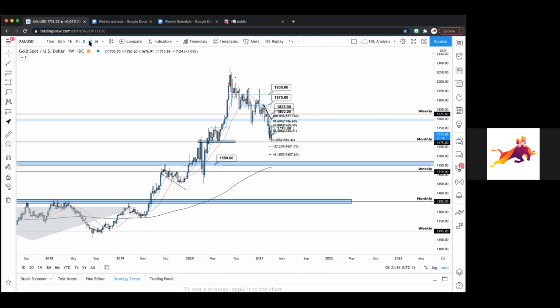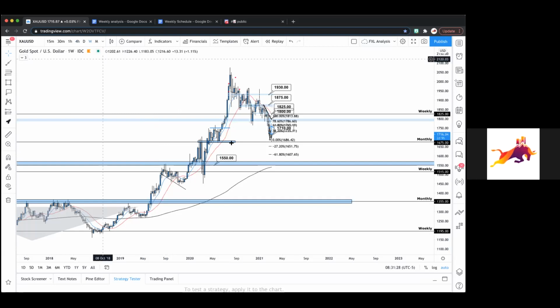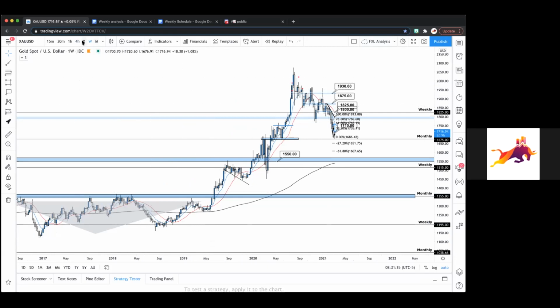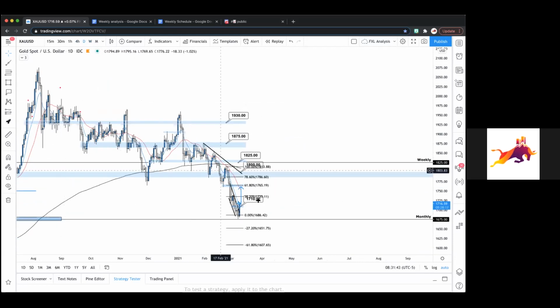Let's go to the weekly for a second. Very bearish more recent price action, overall very bullish. As you can see, this is clearly an uptrend here on the weekly time frame. Here on the daily now, very bearish: lower lows, lower highs, key characteristics of a bearish trend.